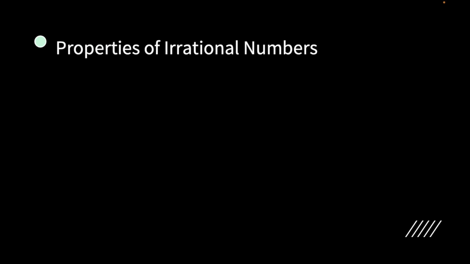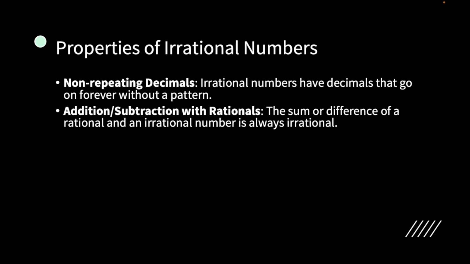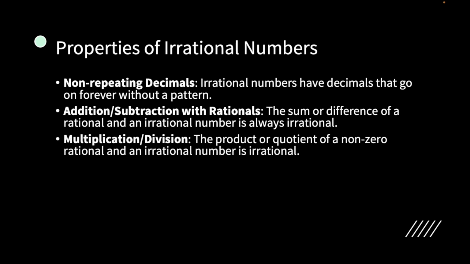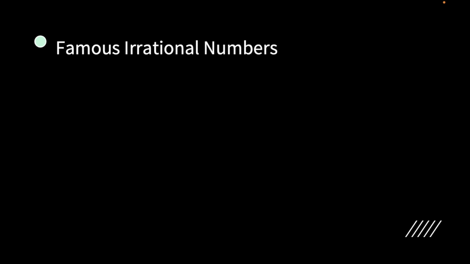Let's discuss some properties of these numbers. Irrational numbers have some interesting properties. First, their decimal expansions never repeat and never end. Second, when you add or subtract a rational number and an irrational number, the result is always irrational. The same goes for multiplication and division, as long as the rational number isn't 0. For example, 2 plus the square root of 3 is irrational, and the square root of 2 times 3 is also irrational.